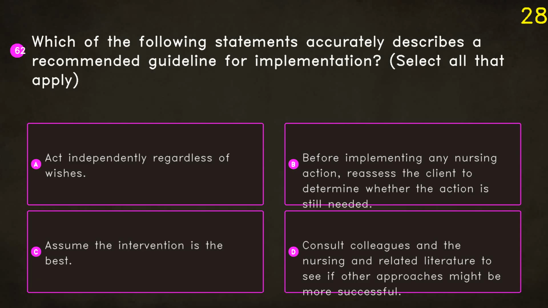Question 62. Which of the following statements accurately describes a recommended guideline for implementation? Select all that apply. A. Act independently regardless of wishes. B. Before implementing any nursing action, reassess the client to determine whether the action is still needed. C. Assume the intervention is the best. D. Consult colleagues in the nursing and related literature to see if other approaches might be more successful.